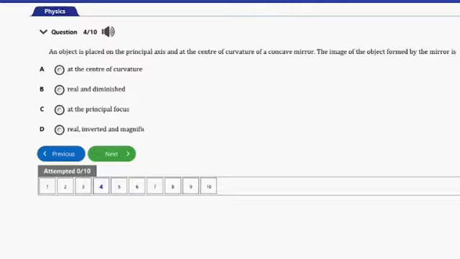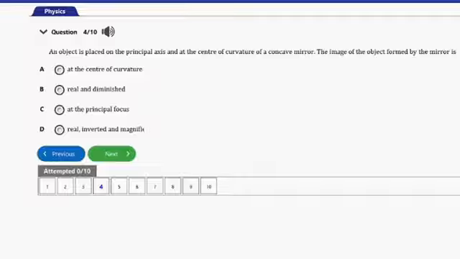It says, an object is placed on the principal axis and at the center of curvature of a concave mirror. The image of the object formed by the mirror is A, at the center of curvature, B, real and diminished, C, at the principal focus, D, real, inverted, and magnified. So guys, the answer to this question is option A here. The image that will be formed by the mirror will be at the center of curvature.